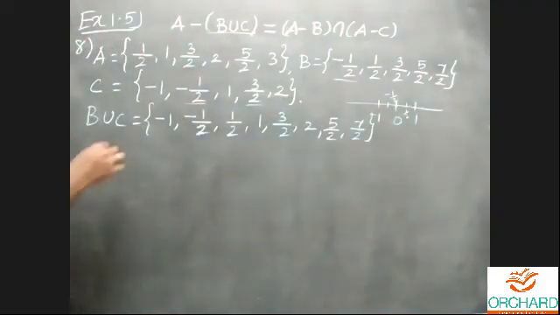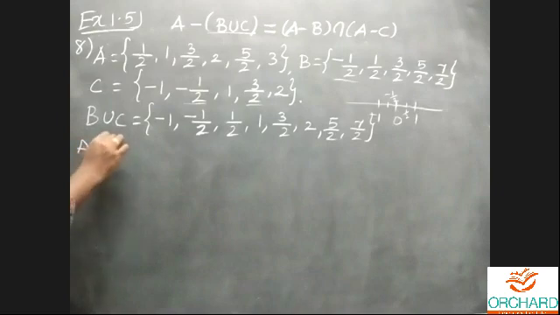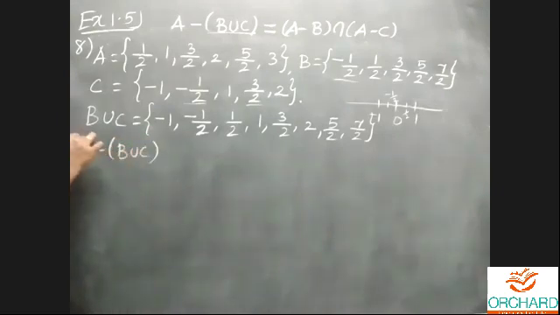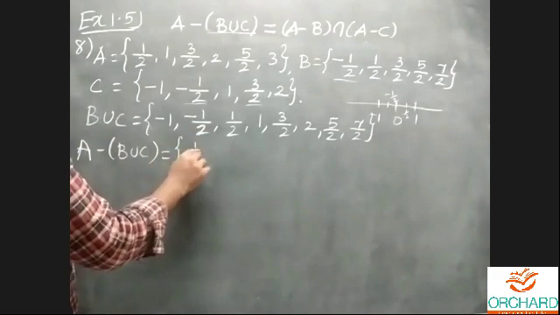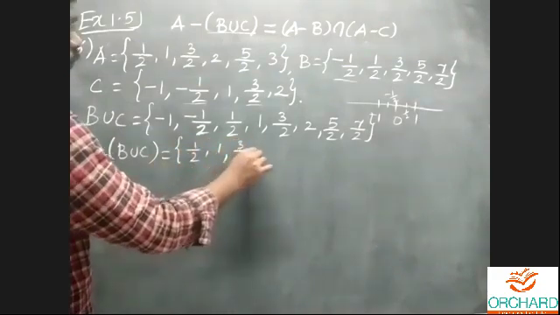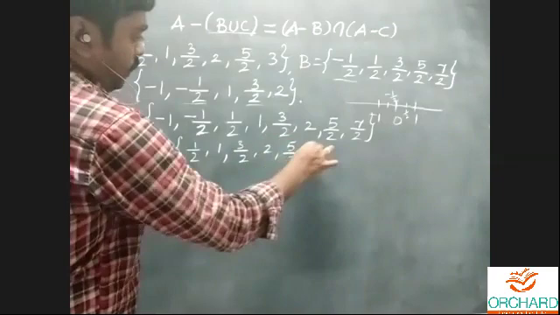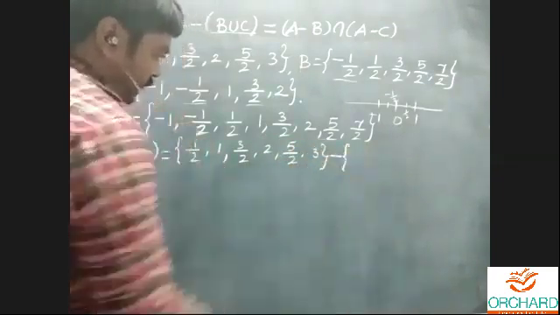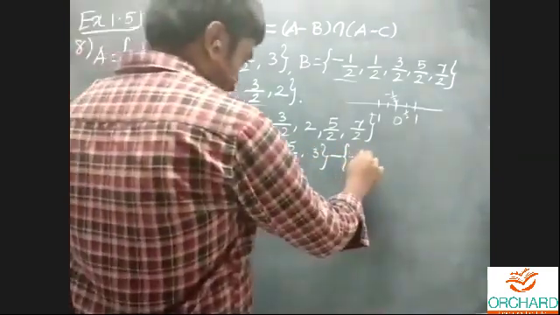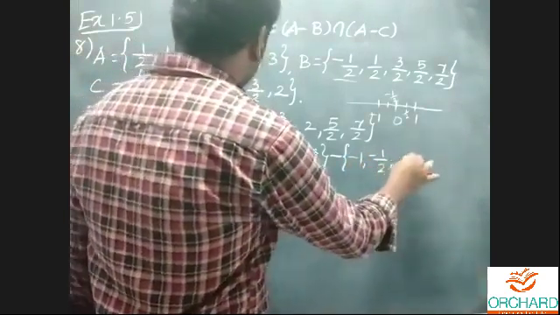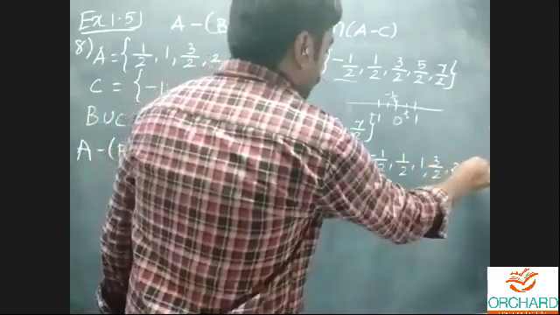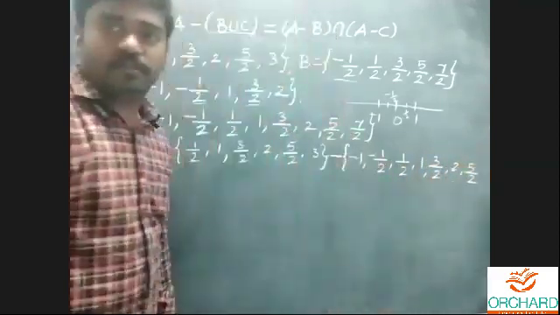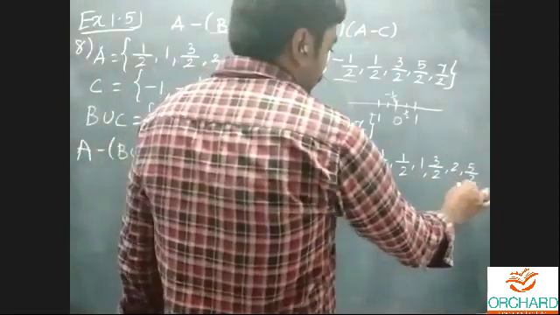This is called B union C. Next is A difference B union C. To remove the element of B union C from A, write down the element of set A first: 1 by 2, 1, 3 by 2, 2, 5 by 2, comma 3. Difference B union C. The element of B union C: minus 1, minus 1 by 2, 1 by 2, 1, 3 by 2, 2, 5 by 2, 7 by 2. Last element is 7 by 2. I'll write 7 by 2 here.